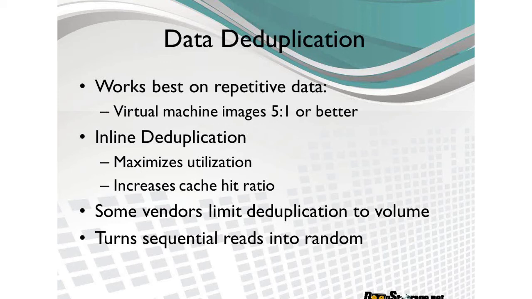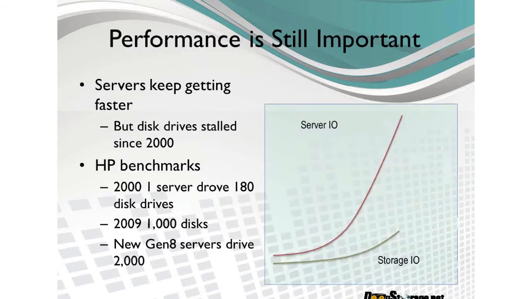The traditional problem with data deduplication is it turns sequential reads from the deduplicated data store into random reads. And because disk drives have to move the heads for random reads, users are afraid that that's going to create a performance issue. Performance is, of course, still important.